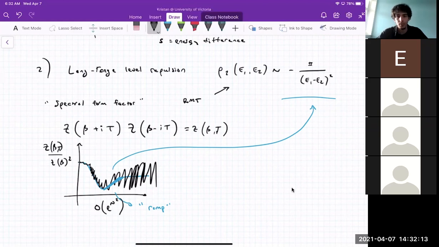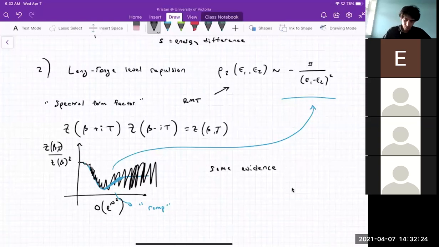Now, what I'm going to propose in the rest of the talk today is that there's some evidence that such a ramp in higher D gravity is encoded in Euclidean wormholes.